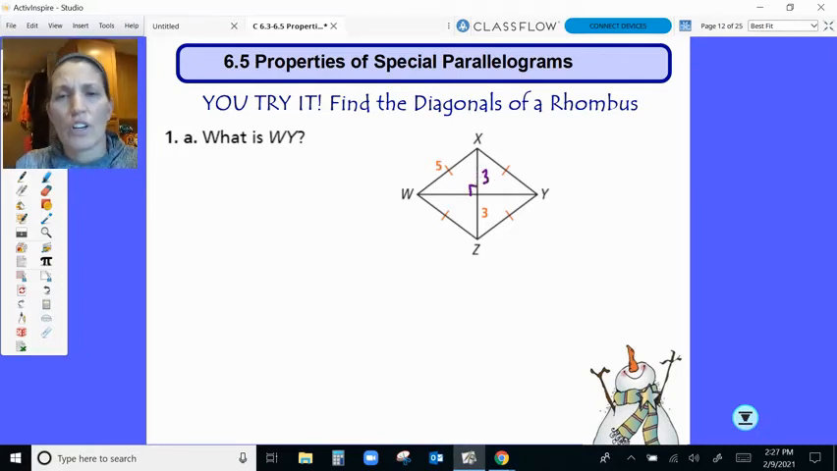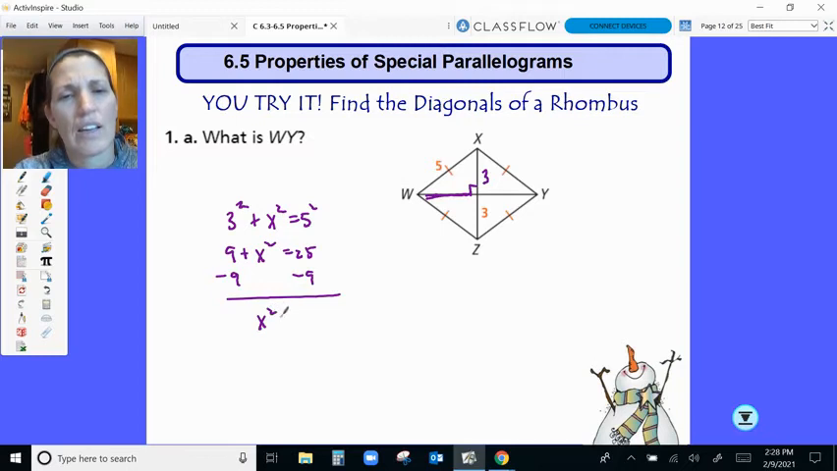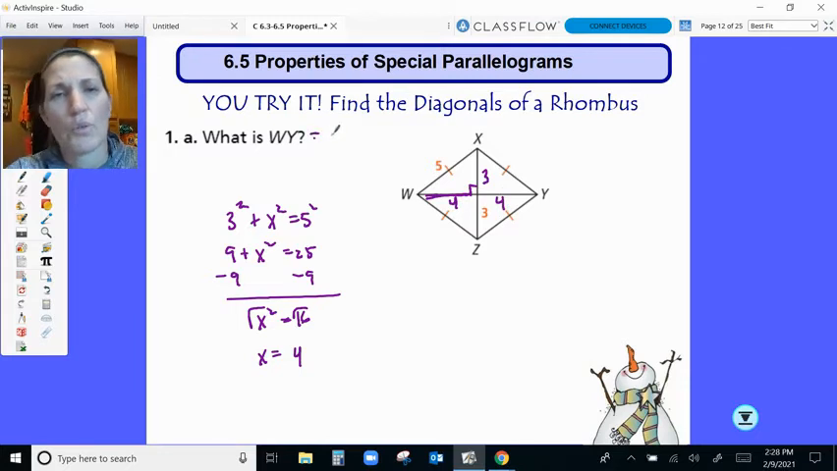This is 90 degrees, so we can actually use the Pythagorean theorem to find out what this length is right here. Okay? And so we could do 3 squared plus x squared equals 5 squared. And we get 9 plus x squared equals 25. And we're just going to subtract our 9. x squared equals 16. And we'll take the square root, x equals 4. Okay, so this is 4. Well, if that's 4, WY is the whole thing, so we're going to double it. So WY is equal to 8. Okay, so don't forget your Pythagorean theorem.